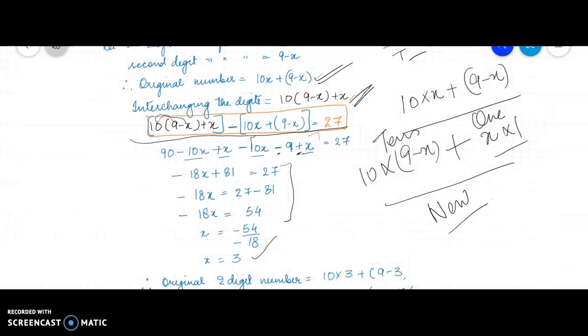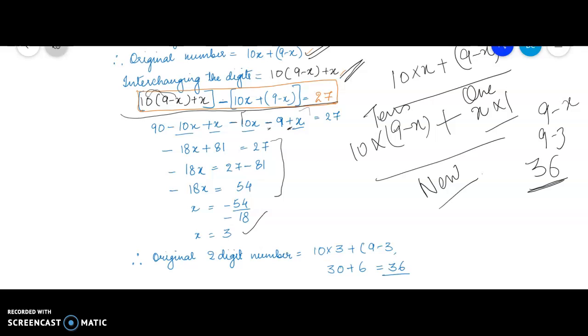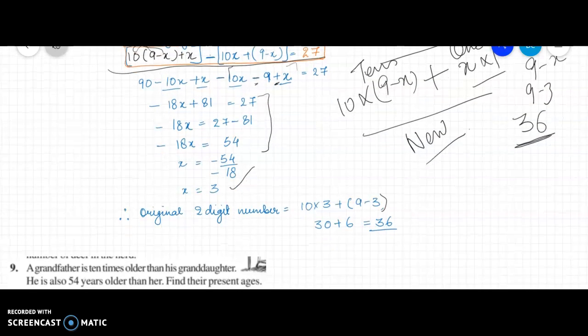Now this x is the only one digit that we got, but what about the original number? We need to find the original number, right? So see, what you can do is you can subtract 9 minus x for the second digit. So 9 minus 3 will become 6. So one number is 3, second number is 6. So this will be 36, or else what you can do is you can put this 3 in the original equation here. So this will become 10 into 3 plus 9 minus 3, and the answer is 36.